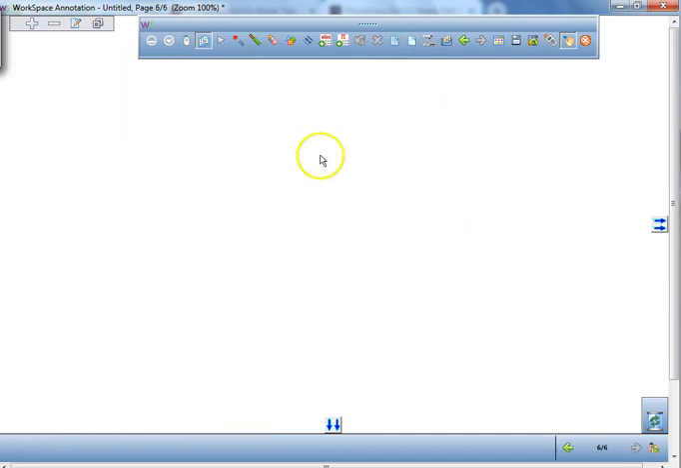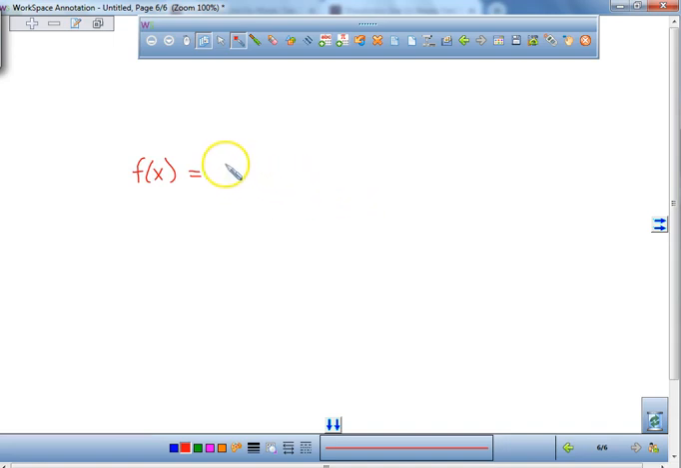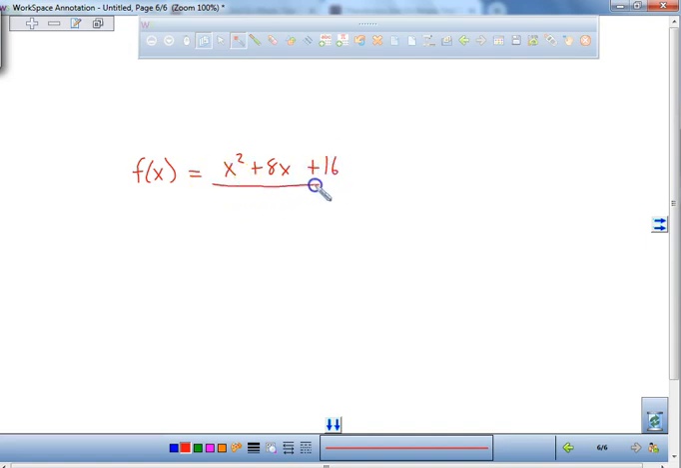All right. Last problem, everybody. Here we go. I want you guys to put f of x equals x squared plus 8x plus 16 over x squared minus x minus 20. Okay, that's what I want you guys to put into your journal, please.